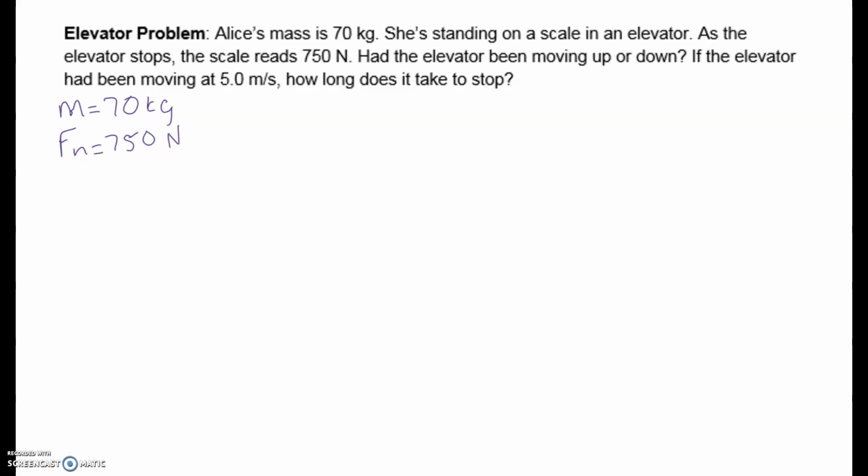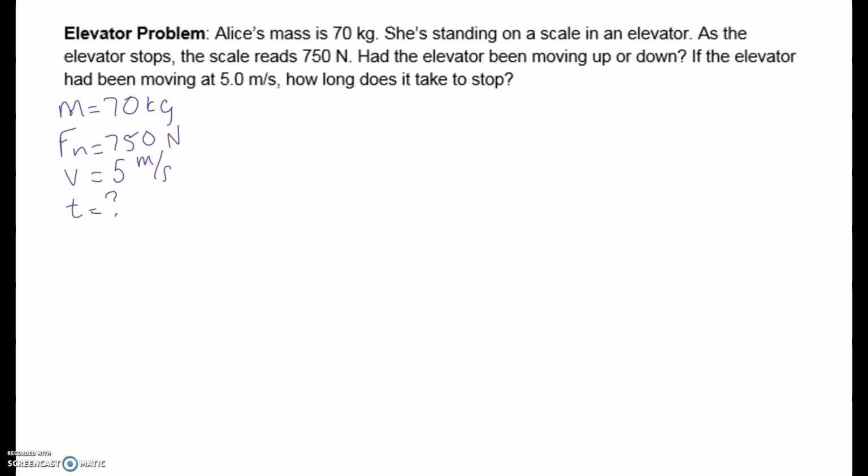The scale reads the normal force. All right, so the questions here are, had the elevator been moving up or down? And if the elevator had been moving at 5 meters per second, how long does it take to stop? The elevator had been moving, we'll worry about that in a second. We'll write speed being 5 meters per second, and we'll deal with that in a bit. And how long does it take to stop?